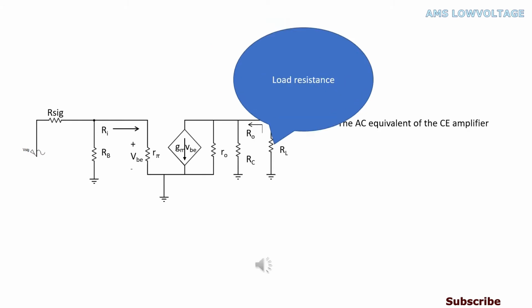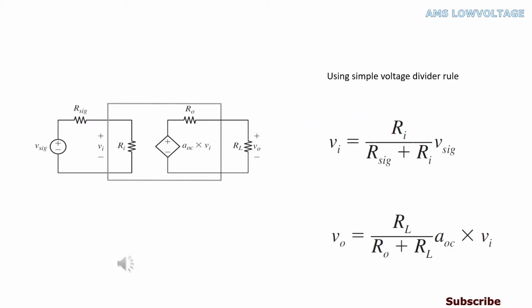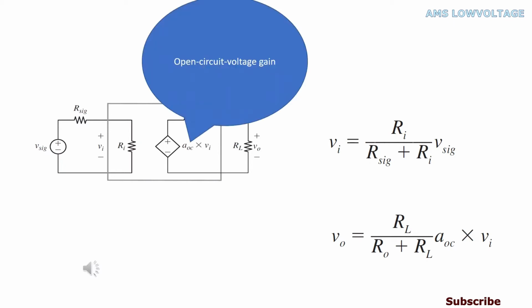And RL is the load resistance, in our case 33 kilo ohms. Just have a look at the block diagram of a voltage amplifier. Using the simple voltage divider rule, Vi is equal to Ri over Rsig plus Ri times Vsig, and Vo is equal to RL over Ro plus RL times AOC times Vi. Here, AOC is the open circuit voltage gain.